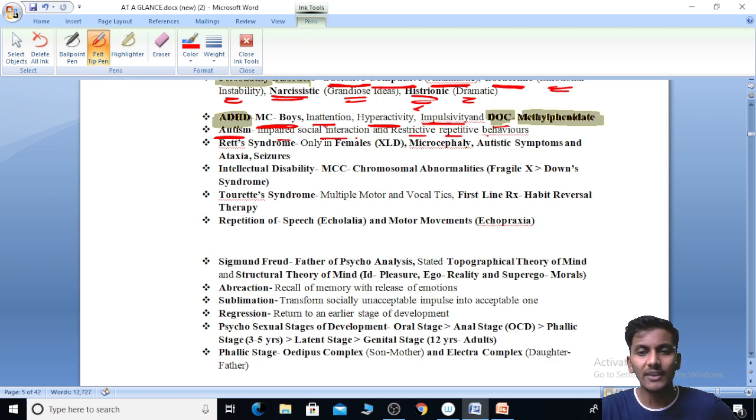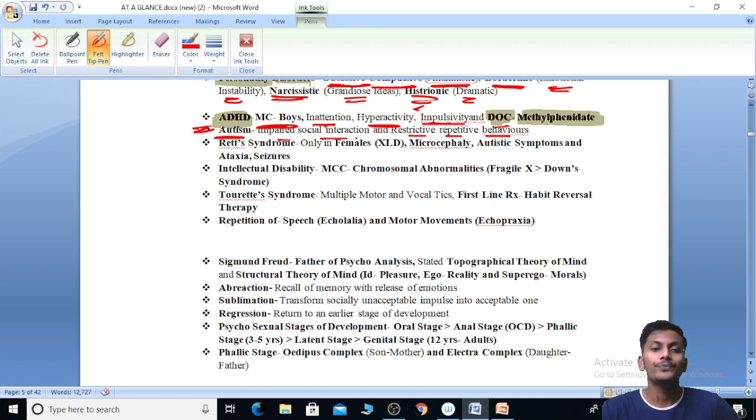There would be restrictive, repetitive behaviors. They keep doing the same thing again and again. For example, somebody has a habit of curling hair, so he will keep curling hair. So restrictive and repetitive behaviors are usually seen. Along with that, there was some language and communication dysfunction, but now it has been removed from the diagnosis. Language and communication dysfunction is not necessary for diagnosis of autism. Sometimes autism can also be present without any language and communication dysfunction.